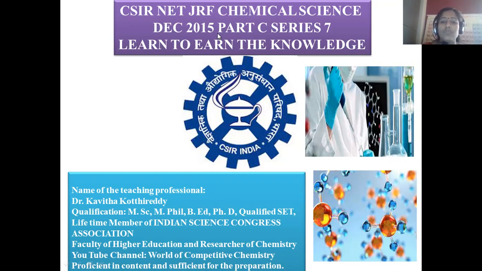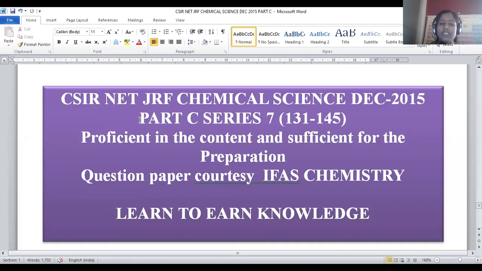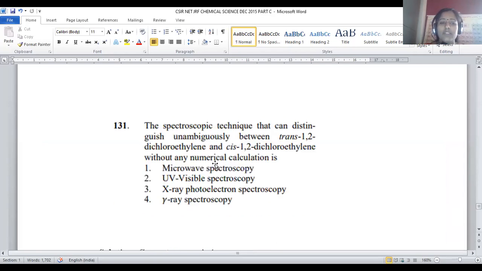So let us discuss today's topic. This is CSIR NET GRF Chemical Science, December 2015, Part C, Series 7, consisting of questions from 131 to 145. Let us go with question number 131.